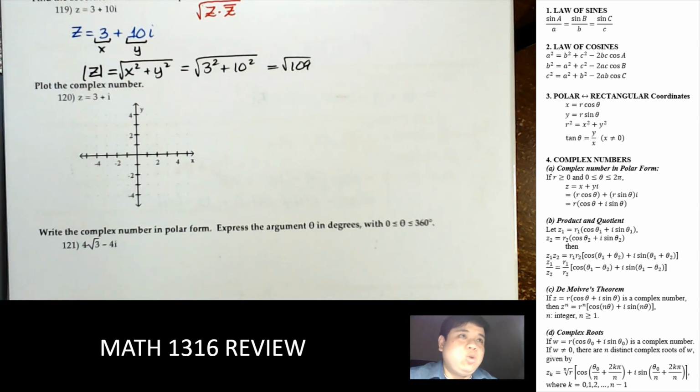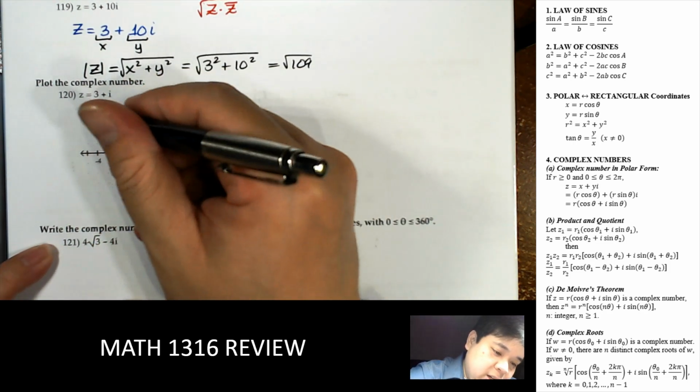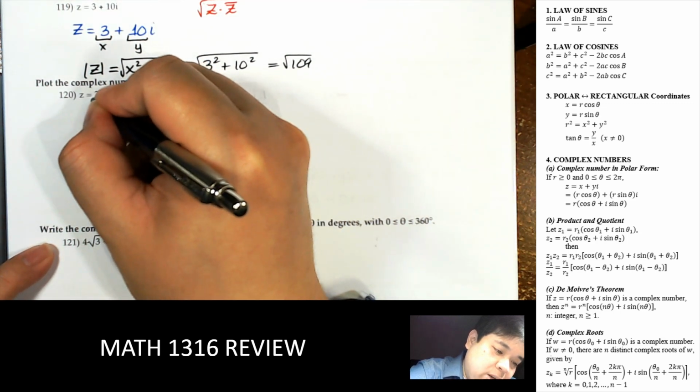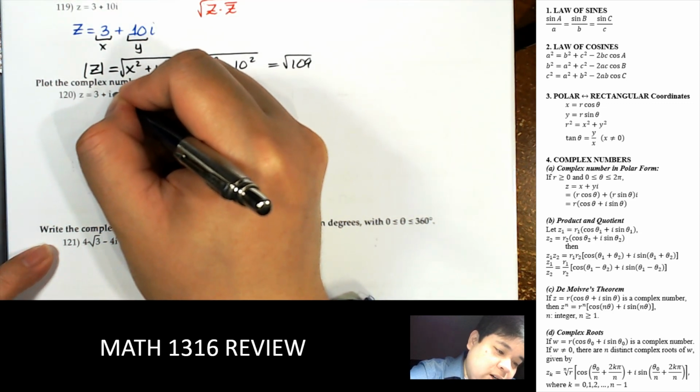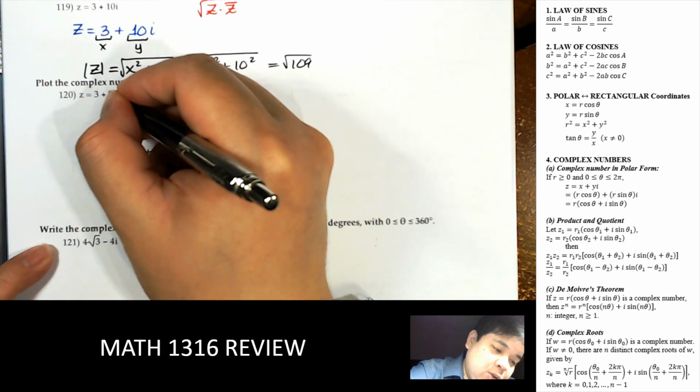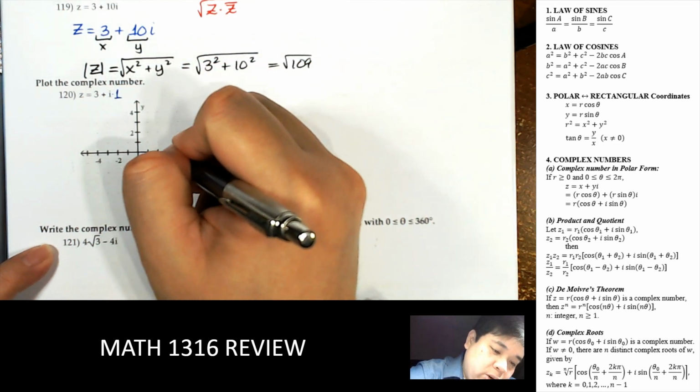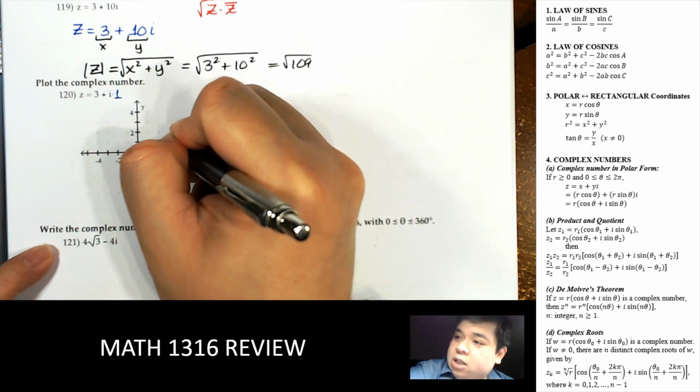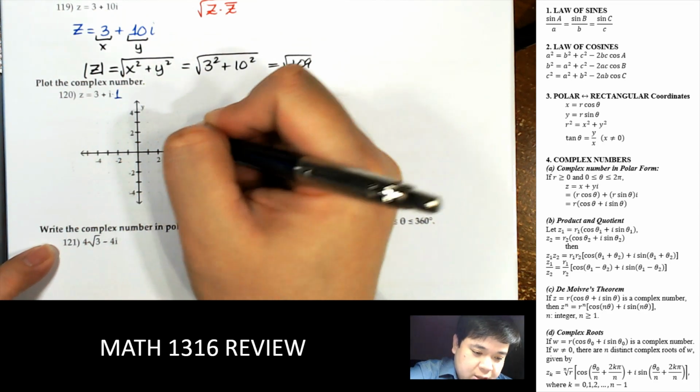Right, 3 plus i. So 3 is going to be x and i times 1, so y is equal to 1. So 3 on the x, 1 on the y, and this is the point. Pretty much 3 and 1.